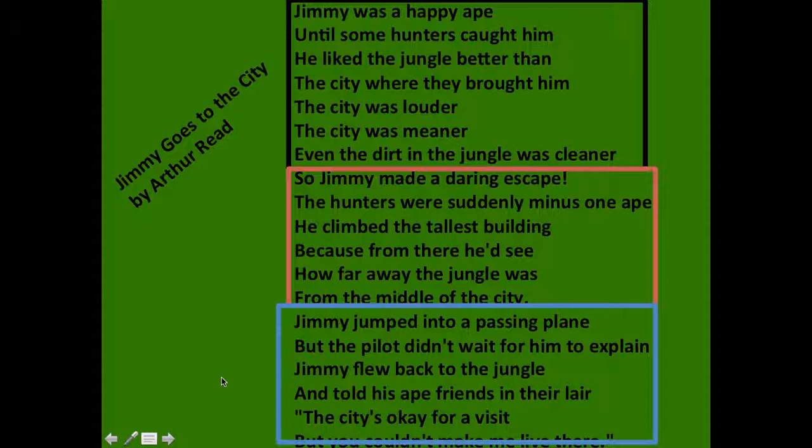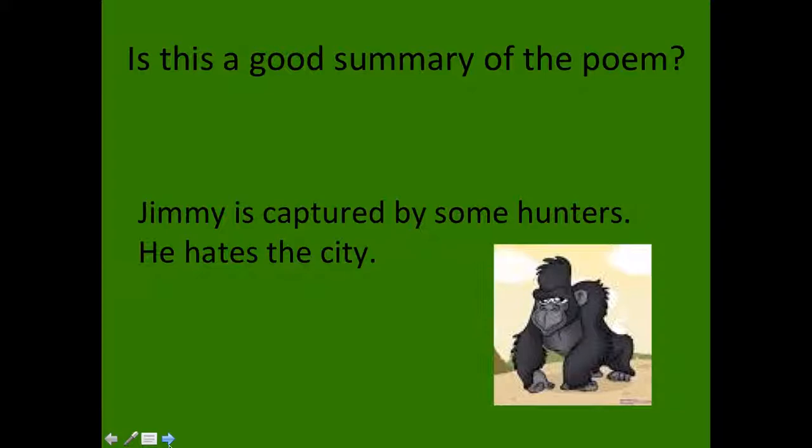Okay, so now, what is that going to look like? Well, on the STAR test or any other standardized test, you're going to have choices. So let's just say the next one is choice A. Okay, well, is this a good summary of the poem? Jimmy is captured by some hunters. He hates the city.